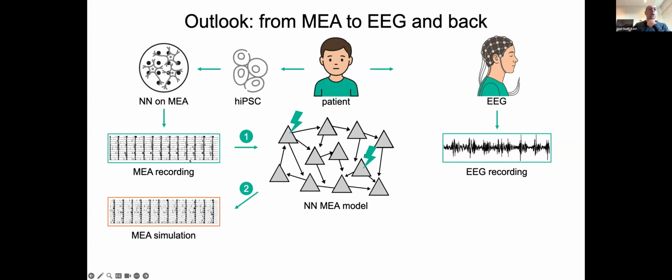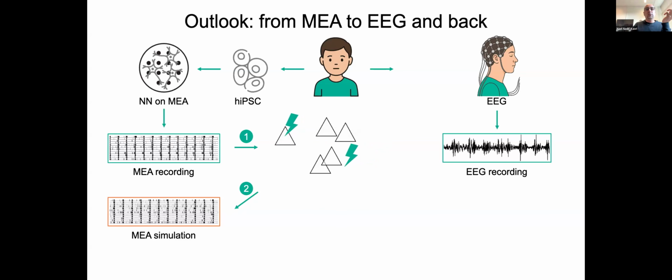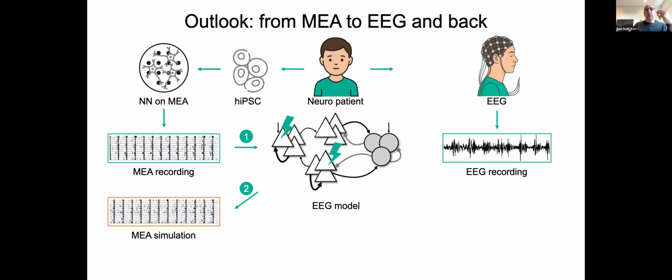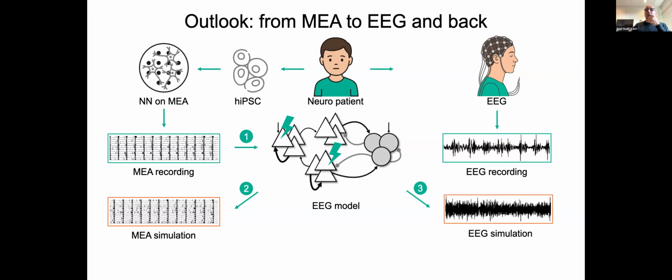We have published on this. So it means that when we have the real measurement, we can tweak the parameters in such a way that we can mimic that. By tweaking the parameters, we know what is wrong at the cellular level. And now we can switch the model to an EEG model that does exactly the same, and maintain the parameters that are changed. Now we can apply them to an EEG simulation.